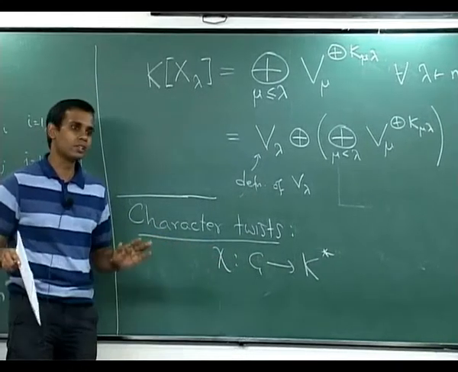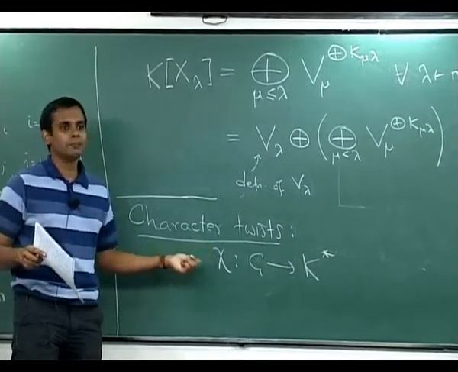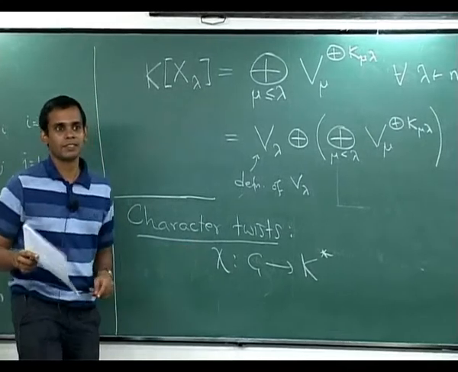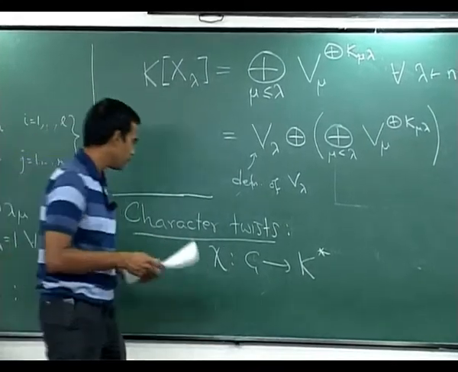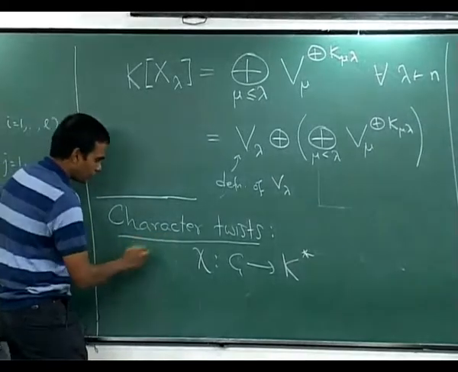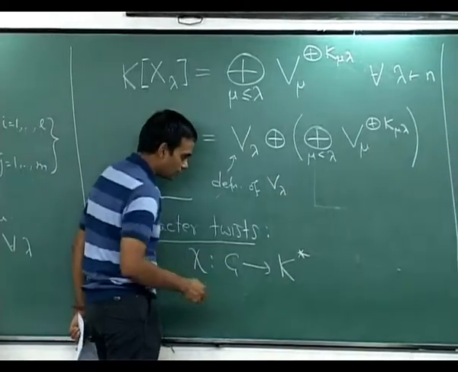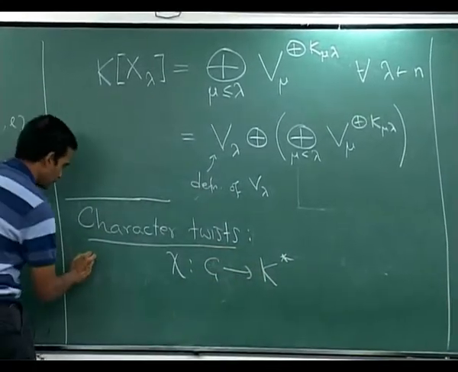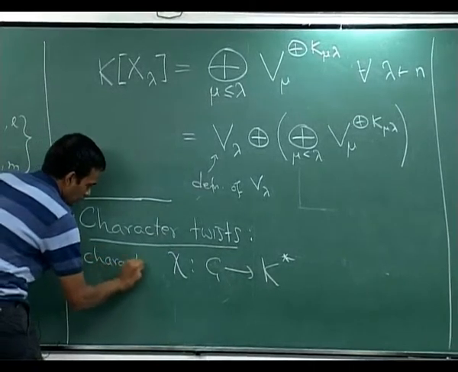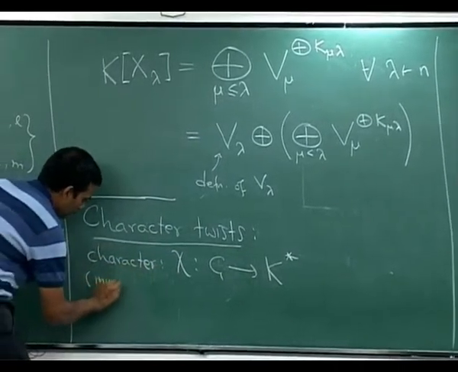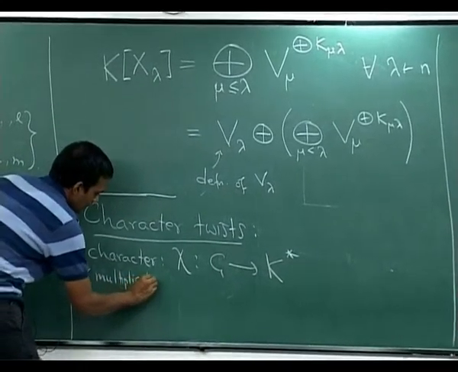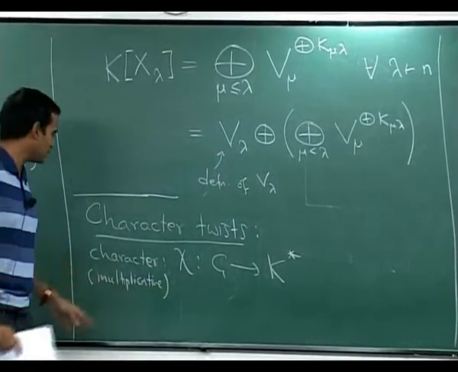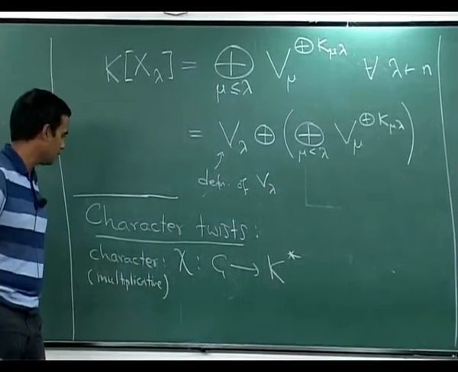These are two different uses of the word character. These are sometimes called multiplicative characters, and these correspond to isomorphism classes of one dimensional representations. I'll let you figure that out. That's a multiplicative character. K star just denotes the non-zero elements of K thought of as a group under multiplication. I hope it will be clear from the context which character I am talking about. In this lecture, certainly I will only be talking about these characters.